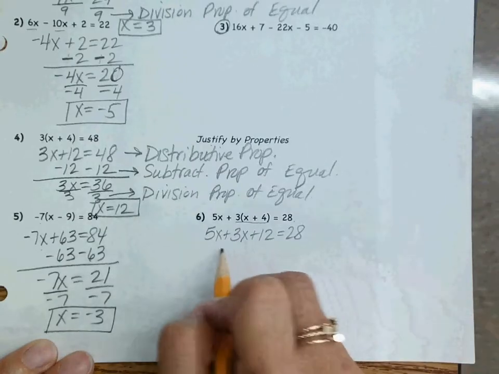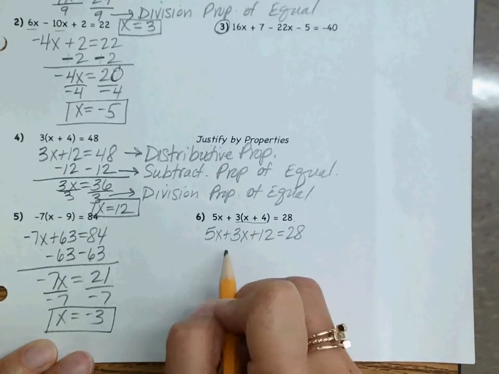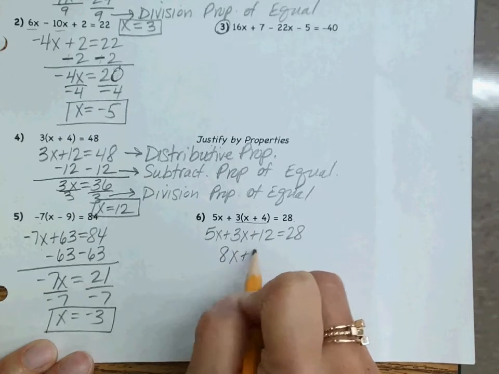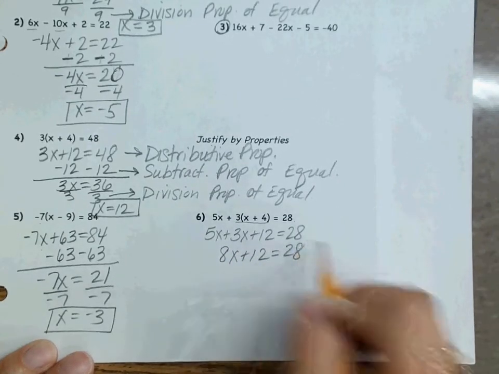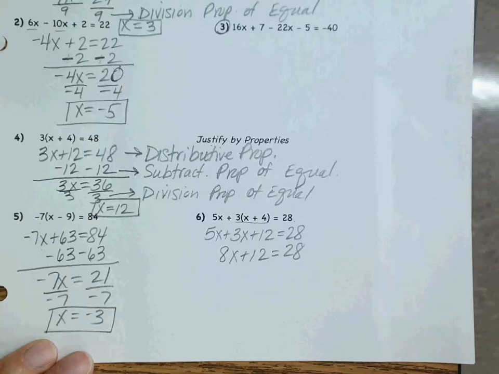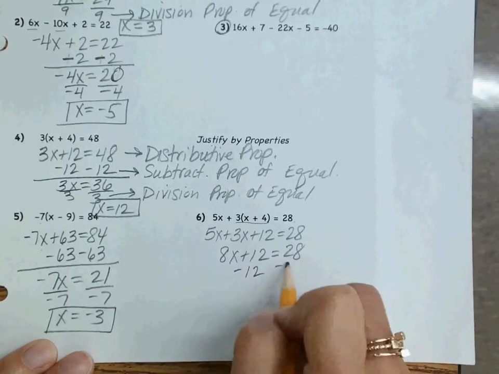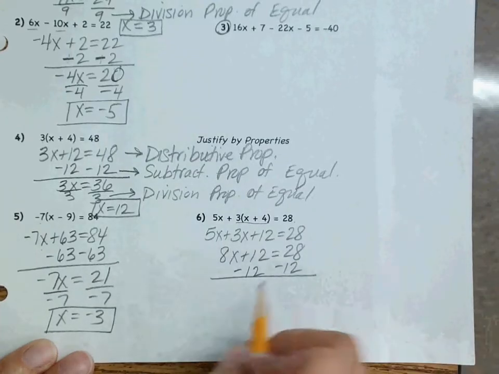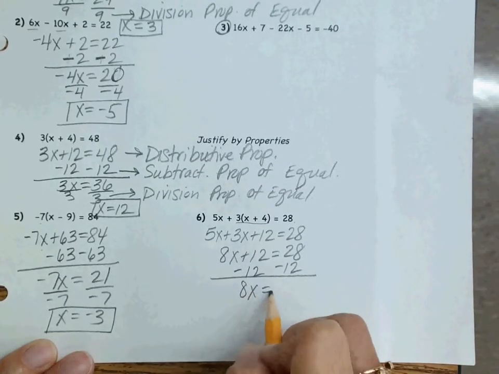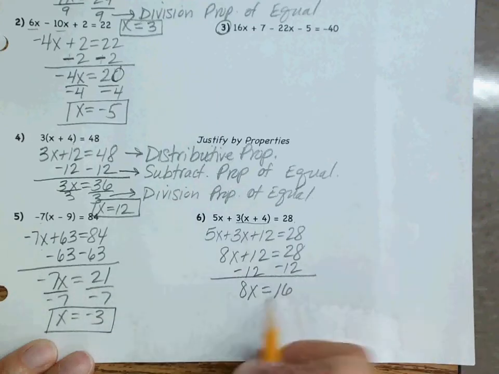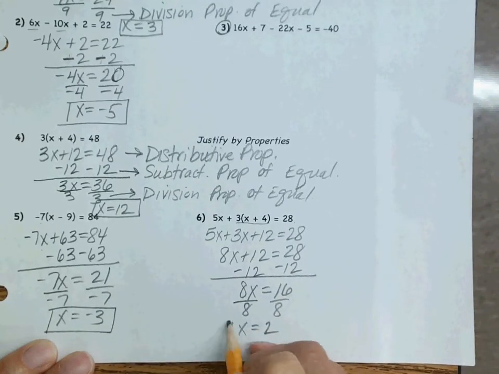Now we combine like terms because again it's on the same side of the equal sign. So it is 8x plus 12 is equal to 28. And now we apply the two-step process to solve for the variable. So inverse, so we'll start by subtracting 12 from both sides. We have 8x is equal to 16. Divide both sides by 8. X is equal to 2.